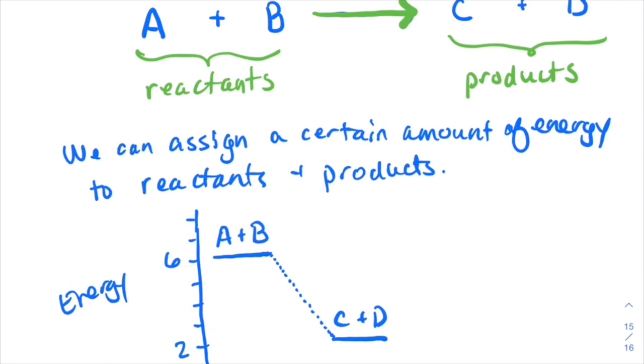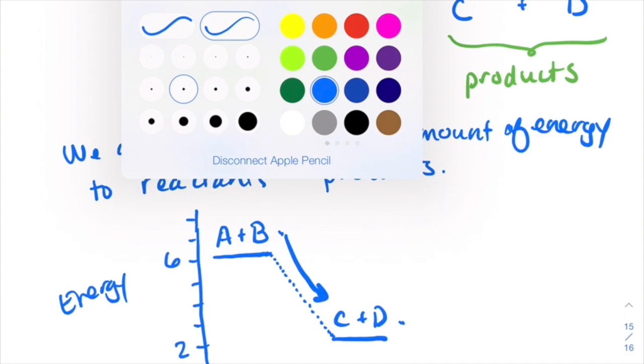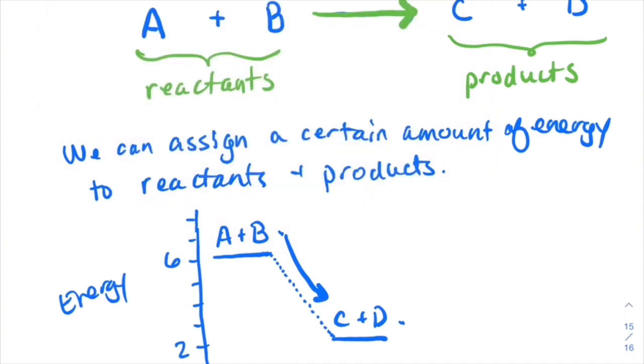Does this chemical reaction look like it's going to happen easily or hard? Does this look easy to go from A and B down to C plus D? Easy or hard? If you said easy, ding, ding, ding, you are correct, because this thing looks like we're going downhill. And we all know it's easier to go downhill than uphill. We give this kind of chemical reaction a name. We call this an exergonic reaction.